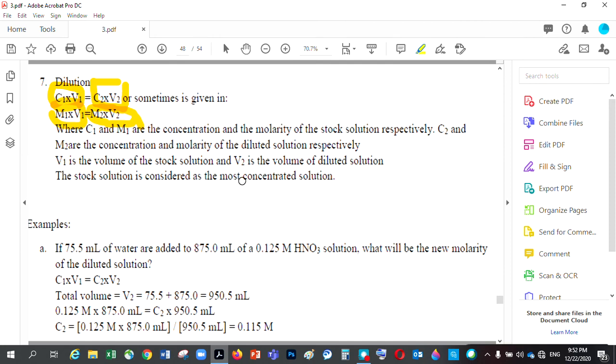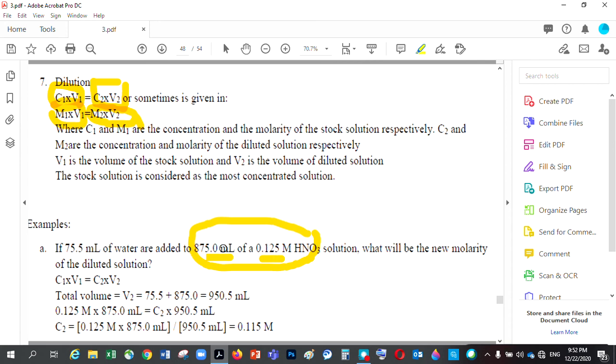So let's look at some examples. Let's look at the first example here. If I have 75.5 mL of H2O added to this solution, so I have a solution which has this molarity, and this is the amount of it available, correct? And this will be my stock, the concentrated one. Then I add H2O to it, I dilute it, I make its concentration less, correct?